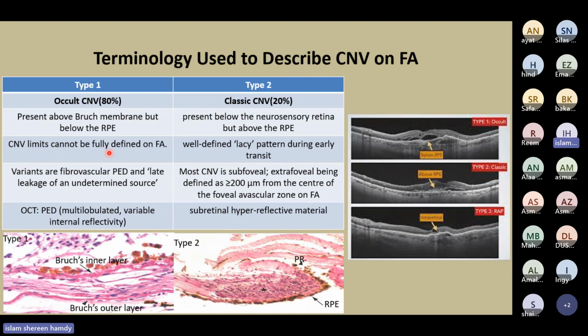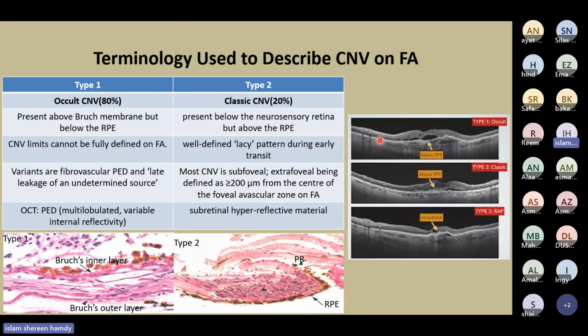It doesn't have very well-defined borders on the fluorescein angiography because it's covered by the retinal pigment epithelium. And if you see here, the membrane has penetrated through Bruch's membrane, but it's still not penetrating the retinal pigment epithelium. So the retinal pigment epithelium is intact. The retinal layers themselves are not invaded by the choroidal neovascular membrane, but there is subretinal fluid.